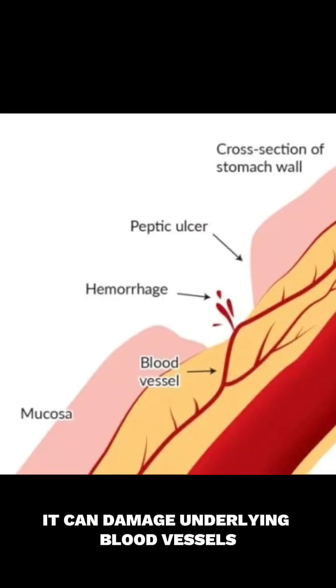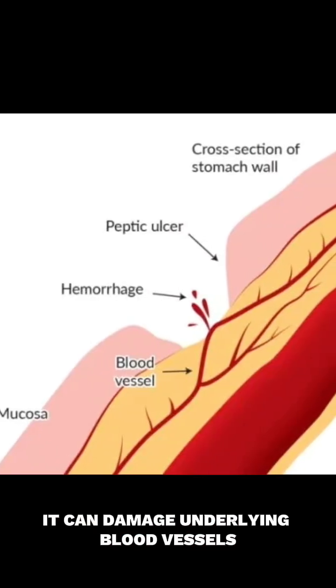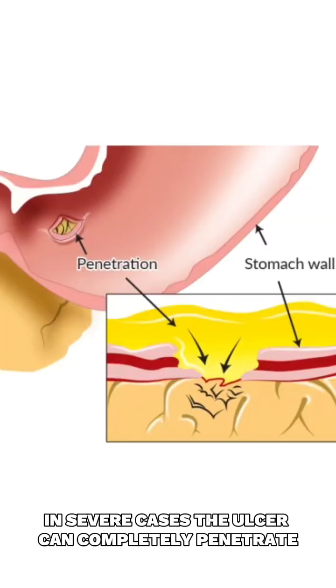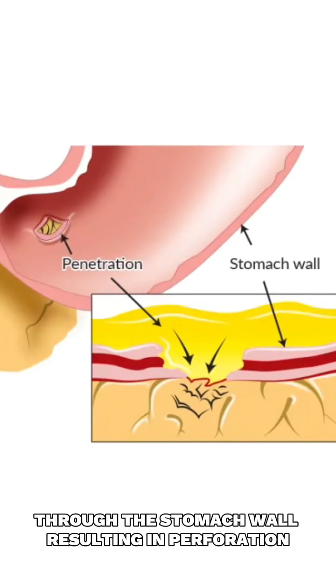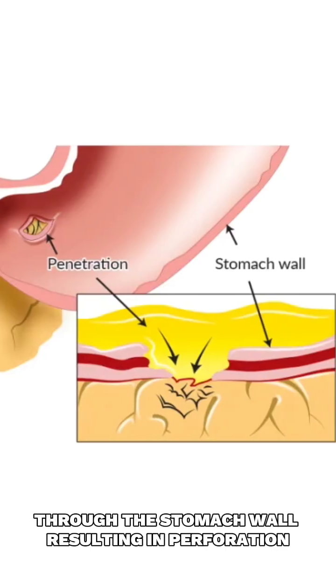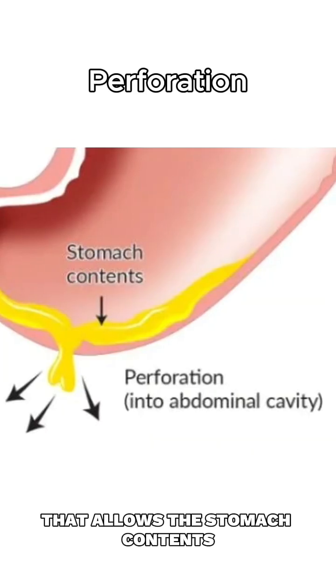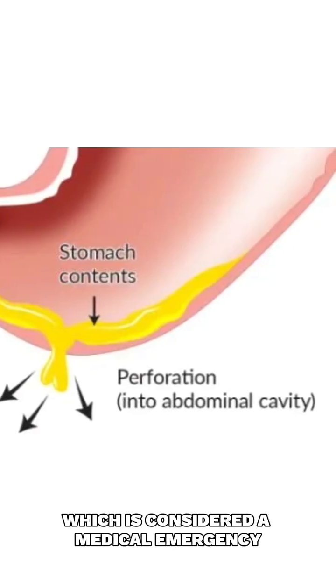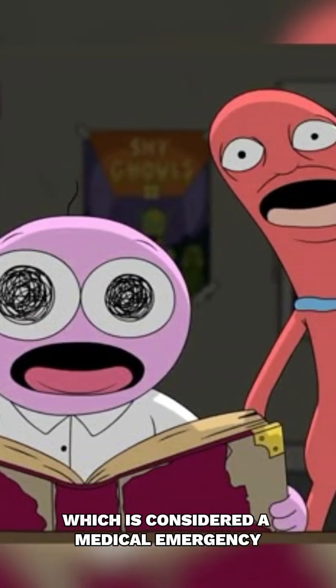gastric ulcer. As the ulcer gets deeper, it can damage underlying blood vessels, which could lead to gastrointestinal bleeding. In severe cases, the ulcer can completely penetrate through the stomach wall, resulting in perforation that allows the stomach contents to leak into the peritoneal cavity, which is considered a medical emergency.